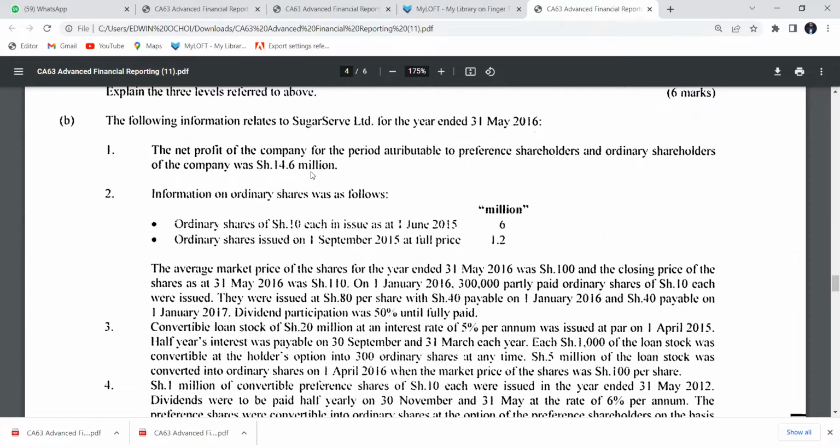The average market price of the shares for the year ended 31st May 2016 was shillings 100, and the closing price of the shares as at 31st May 2016 was shillings 110. On 1st January 2016, 300,000 partly paid ordinary shares of shillings 10 each were issued at 80 per share, with 40 payable on 1st January 2016 and shillings 40 payable on 1st January 2017. Dividend participation was 50% until fully paid.